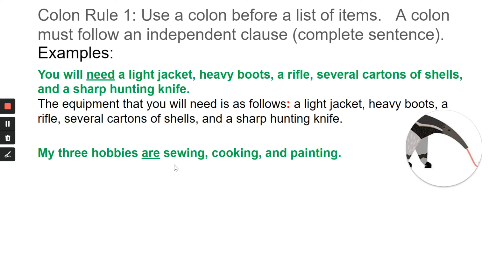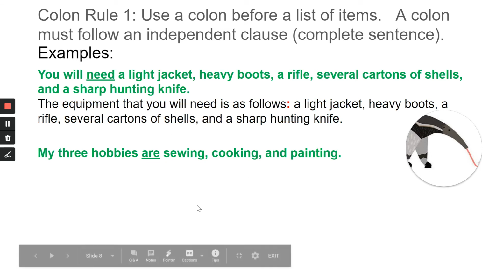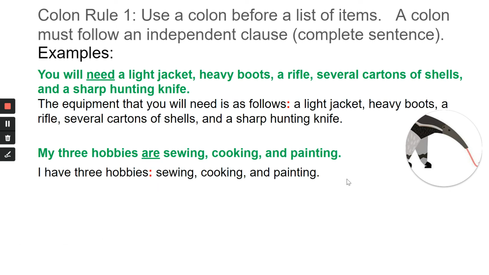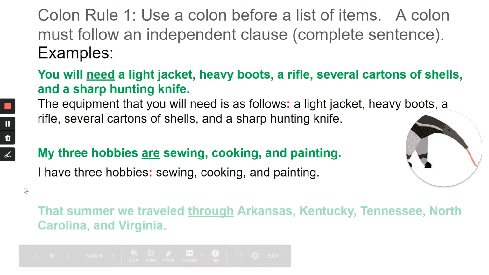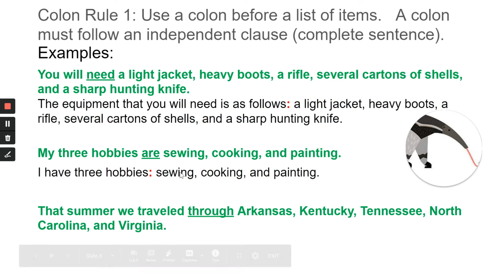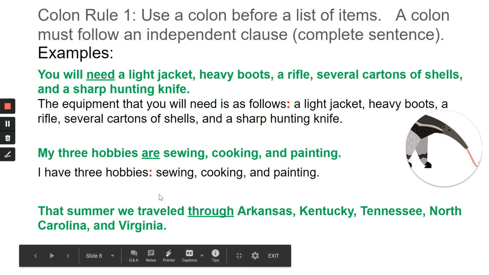My 3 favorite hobbies are sewing, cooking, and painting. How would you rewrite this using a colon? I have 3 hobbies: complete sentence, colon, list. Does that make sense? This summer, we traveled through Arkansas, Kentucky, Tennessee, North Carolina, and Virginia. If you wanted to reformat that using a colon, you would need your complete sentence and then your list of places.